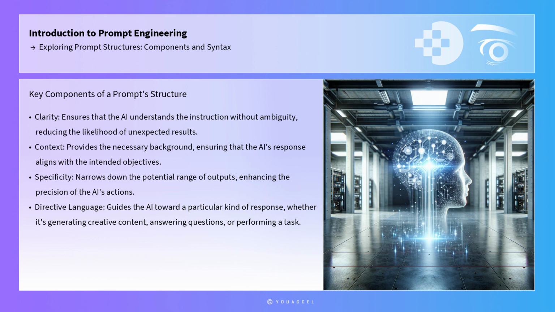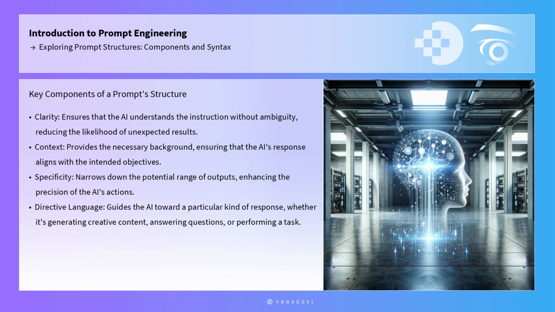A prompt structure can be broken down into several key components: clarity, context, specificity, and directive language. Each component plays a vital role in shaping how an AI interprets and responds to a given input. Clarity ensures that the AI understands the instruction without ambiguity, reducing the likelihood of unexpected results.